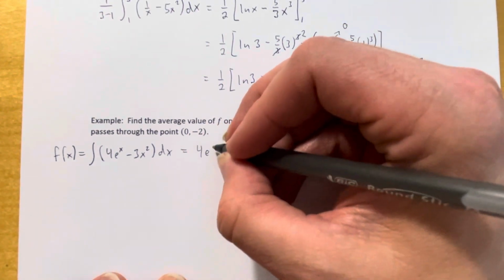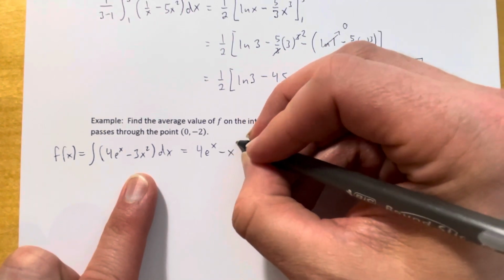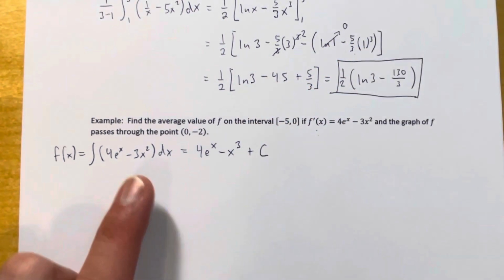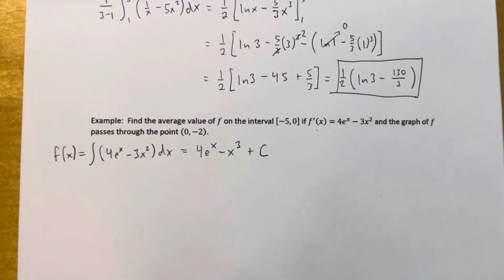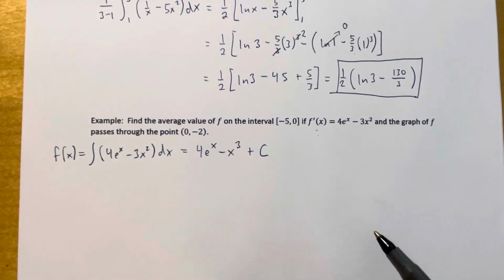It's 4e to the x, that's its own antiderivative, minus x cubed plus c. Remember, we have to have that plus c. Now, without knowing what c is, I can't go any further. But that's where we use the rest of this information. Remember, we have seen this kind of thing before.